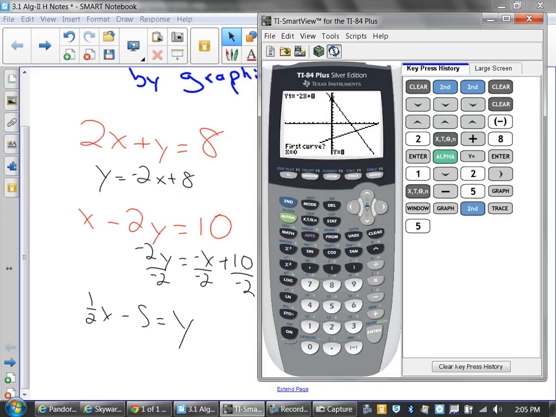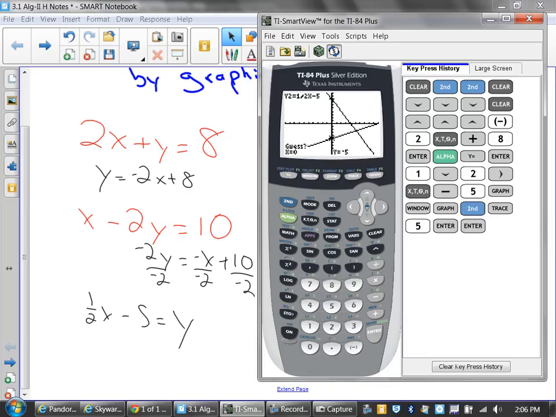Intersect. And now it's going to ask you a series of questions. It asks you for your first curve. Hit enter. What this means by first curve, second curve, remember how I said that you can put in 8, 10 different graphs? You could pick which ones you want to work with. By just putting in 2 at a time, you don't have to worry about it. First curve, second curve, yep.